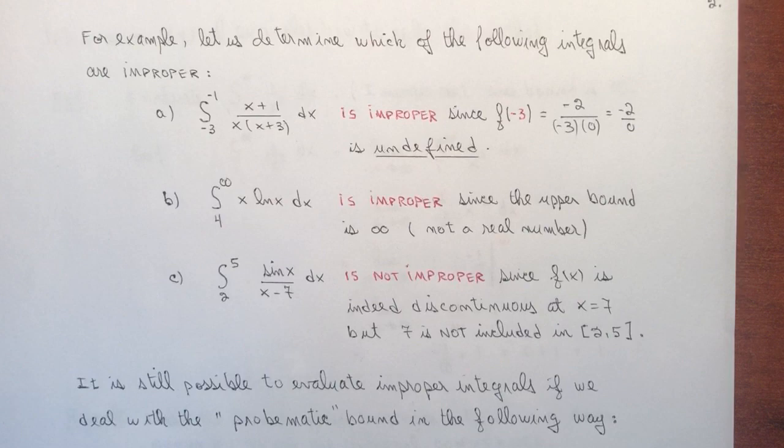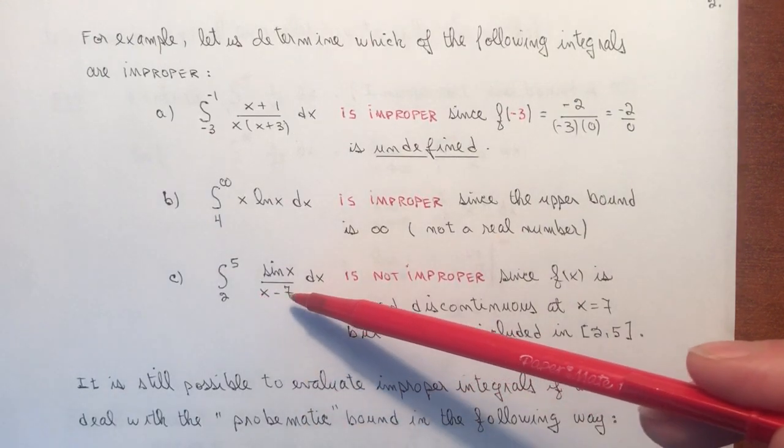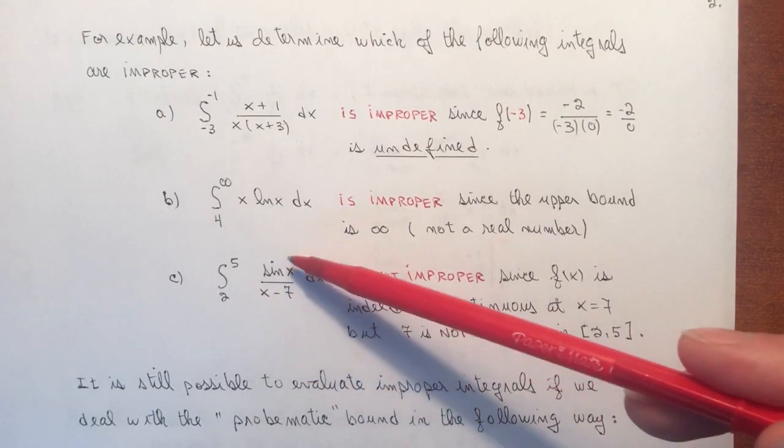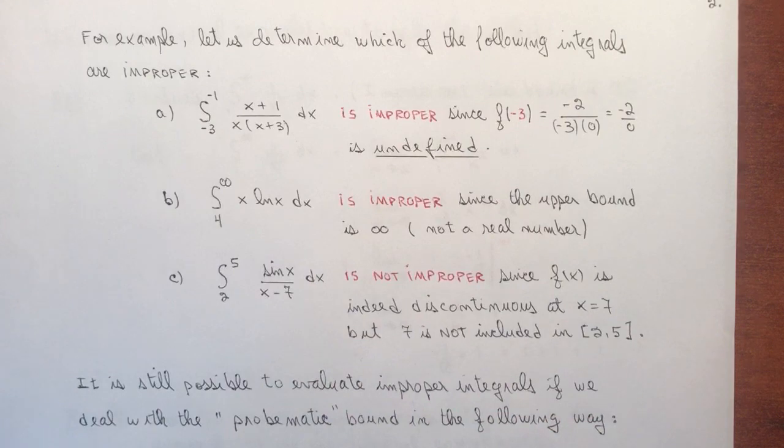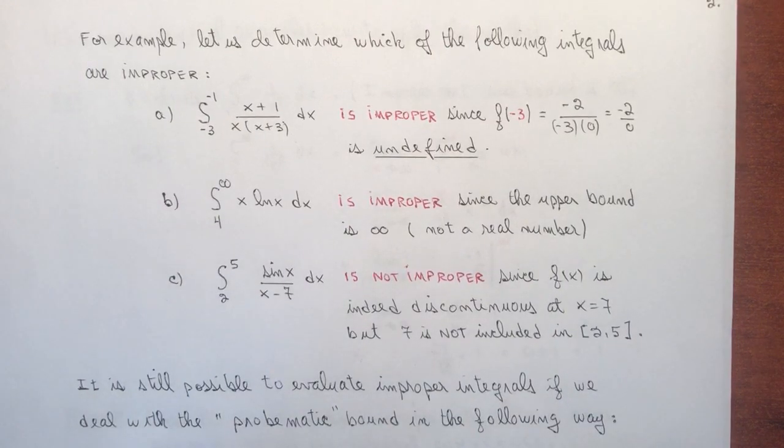In the third example, I have a denominator x minus 7, so I know that when x is 7, that's going to be undefined, but 7 is not included in the interval [2, 5]. So the function is not discontinuous on the interval [2, 5]. We can integrate this one with standard means.